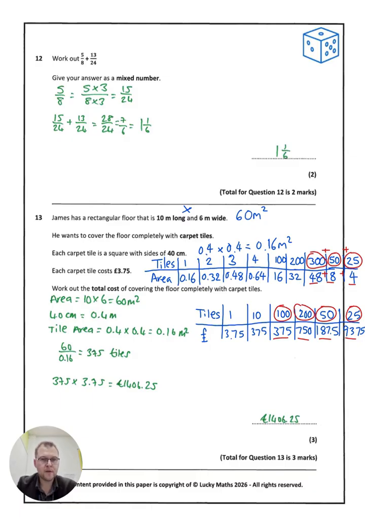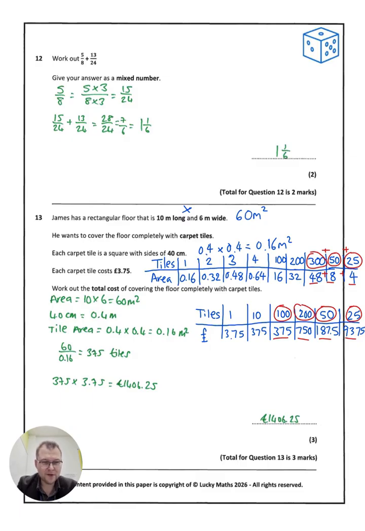But then to get the remaining 12, if I half the 100 tiles, or 16 meters squared, we get 8 meters squared, and then half of that is 4. So then 50 and 25 together with the 300 means we're going to need to buy 375 carpet tiles.